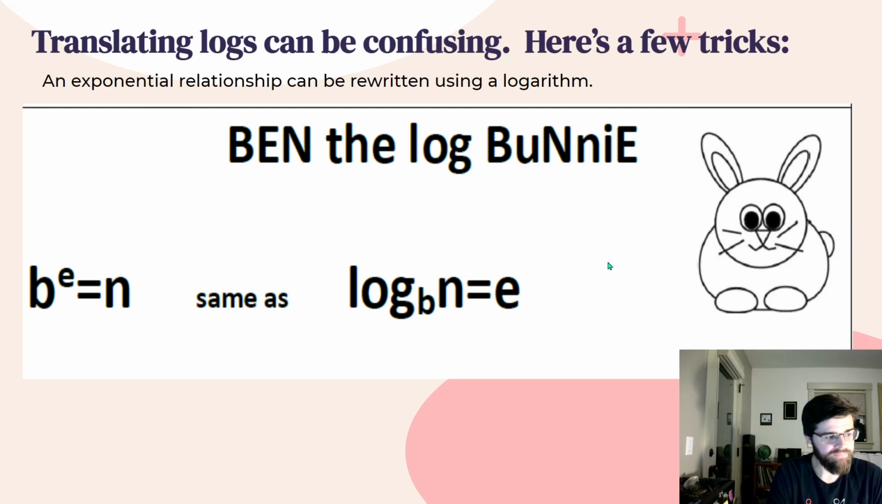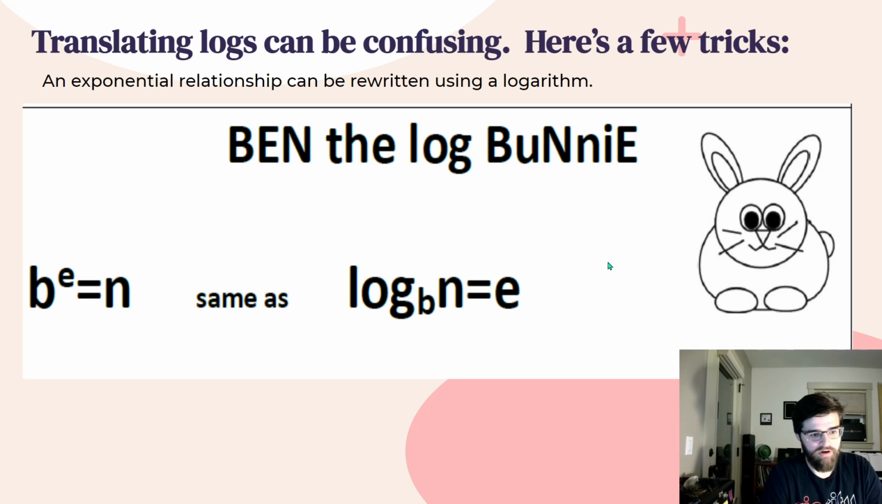So we've got some base to an exponent is equal to some number, right? And you see it spells out BEN. And that is going to be the same as log BNE. Get it? Bunny, Ben the log bunny. It's very stupid, but it will help you remember, I promise. So it helps you remember what goes where.